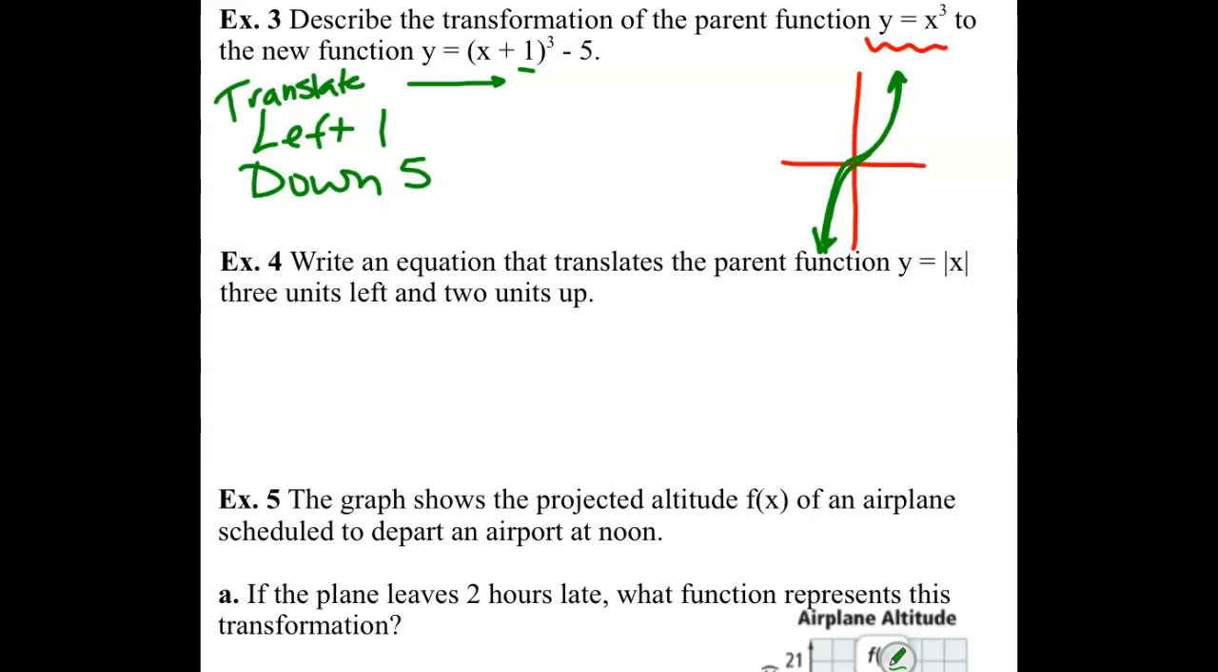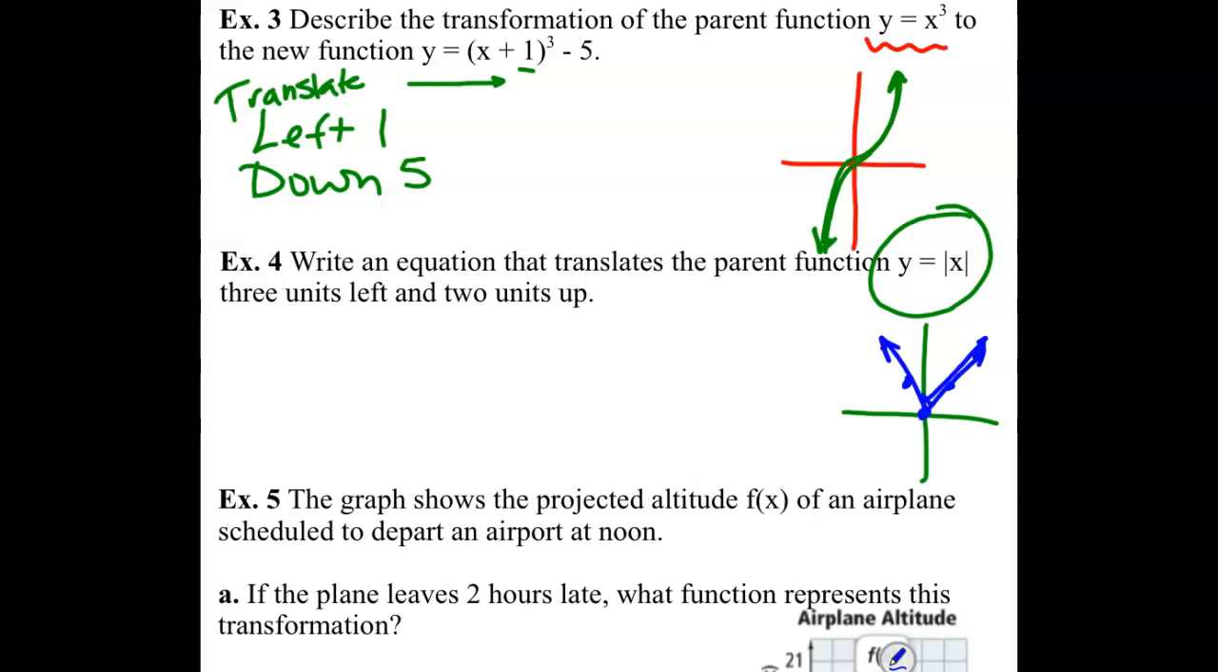Question 4 says, write an equation that will take the parent function y equals the absolute value of x. Do you know what an absolute value graph looks like? Anybody? If I said plug in a 0 for x, what do you get for y? A 0. If I said plug in a 1 for x, you get 1. If I said plug in a 2 for x, you get 2. If I said plug in a negative 1 for x, you still get 1. If I say plug in a negative 2, you get positive 2. So it is a v.